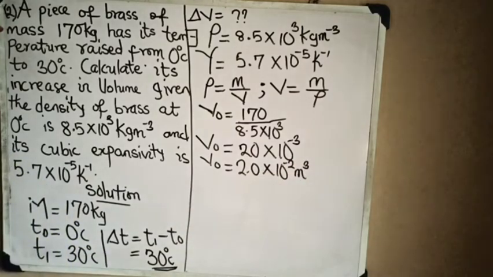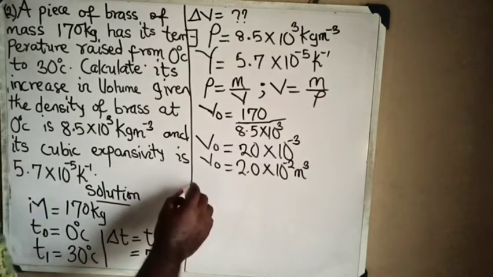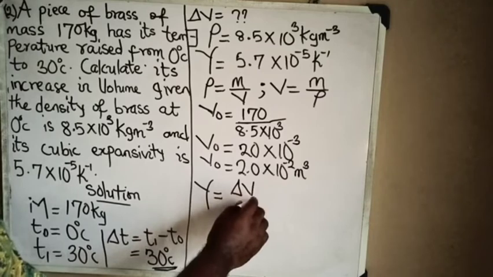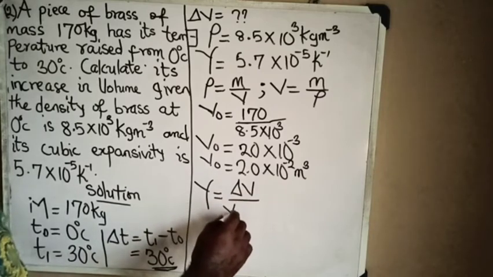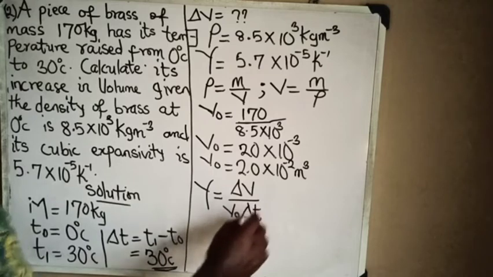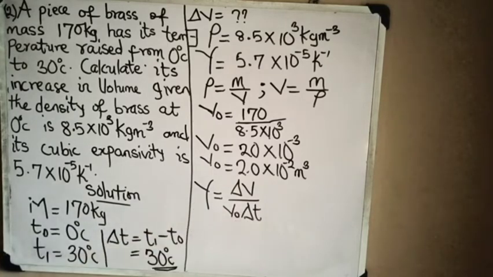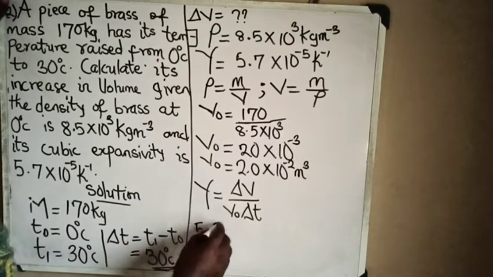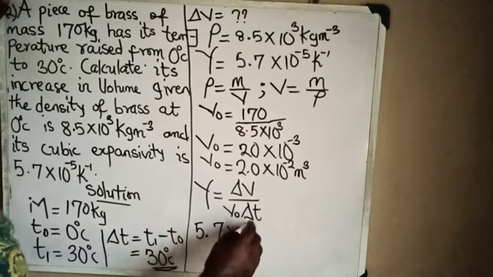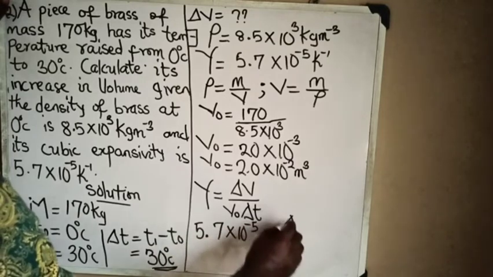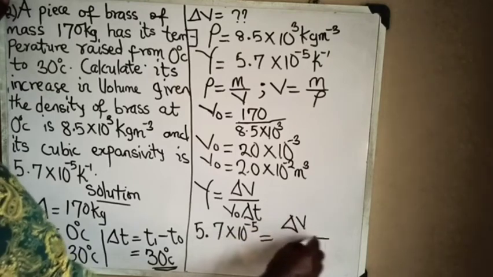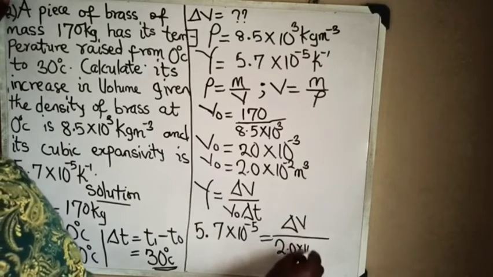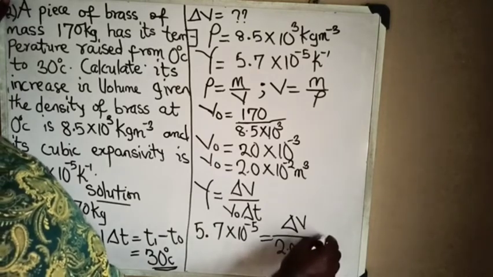That's the initial volume. So let's plug this into the formula we have. That's change in V, which we're to look for, over the initial volume times the change in temperature, which is my gamma, the cubic expansivity, that's 5.7 times 10 to the power of negative 5, equals what? My change in V, we don't know. That's what we are asked to solve for. All over my initial volume, 2.0 times 10 to the power of negative 2, multiplied by my change in temperature, which is 30.